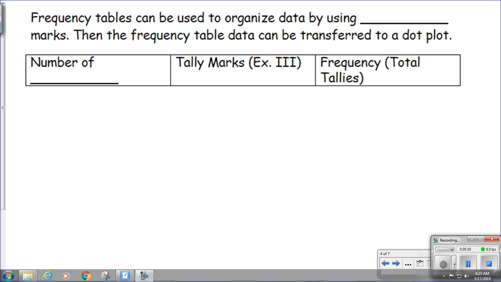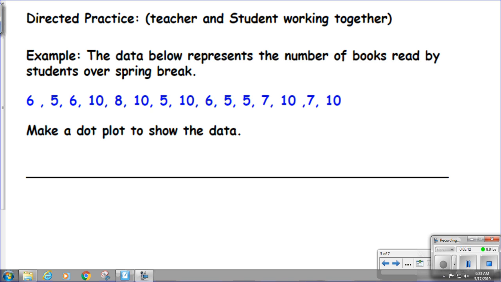Frequency tables can be used to organize data by using tally marks. We have this data here that I want on a dot plot, but before I create the dot plot, I'm actually going to take this information and put it into a frequency table. And then from there, I can create the dot plot much easier. So before I start the frequency table, I want to look at my range of numbers here. It looks like the lowest number I have in my data is 5, and the highest number I have is 10. So that is how I'm going to create my frequency table.